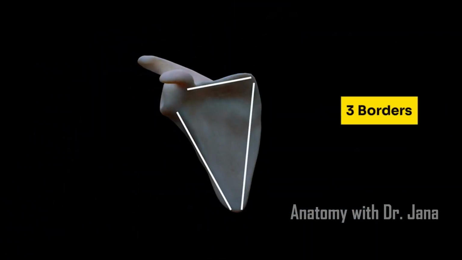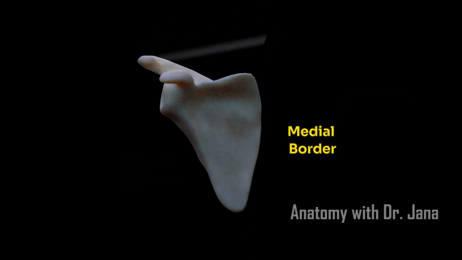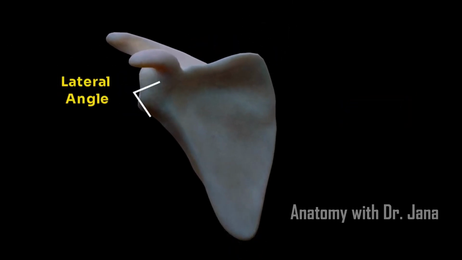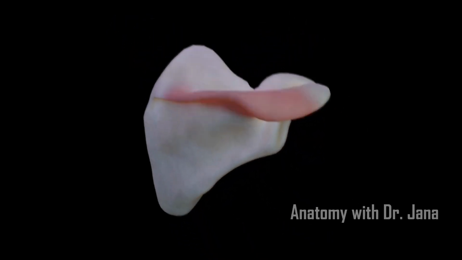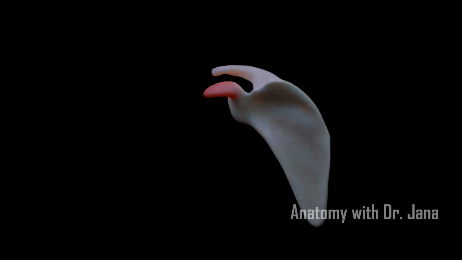It also has 3 borders: a lateral border, a medial border, and a superior border. It also has 3 angles: a lateral angle, an inferior angle, and a superior angle. It also has 3 processes: a spine, an acromion process, and a coracoid process.